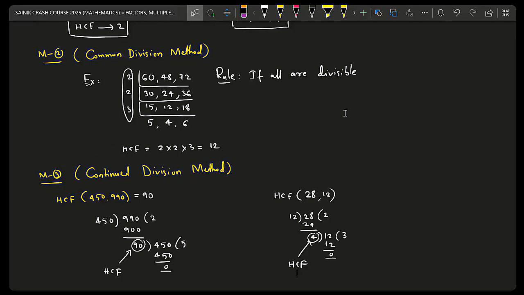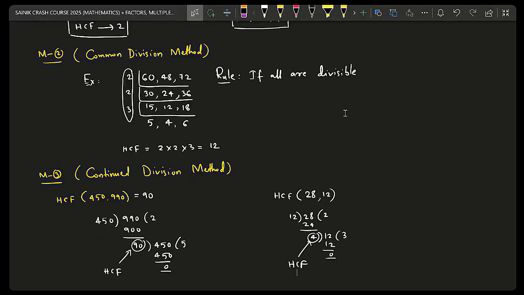2 into 30, 2 into 24, 2 into 36. Next we have 30, 24, 36. They are also all divisible by 2. Yes, sir. Then I divided by 2. And finally we got 15, 12, 18. Now are all divisible by 2? No. But are all divisible by any other number, 3? Yes, sir, divisible by 3. That's why I divided. Finally I got 5, 4, 6.